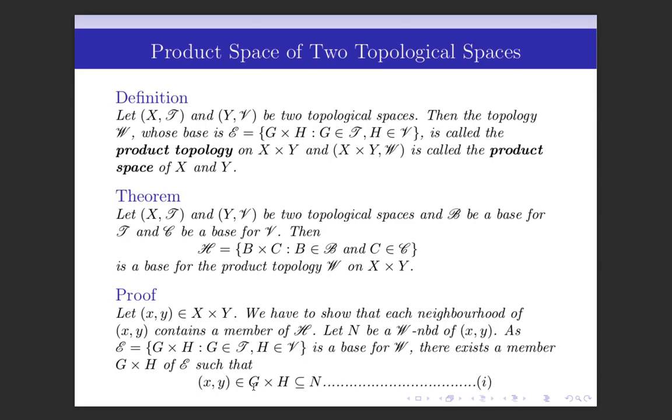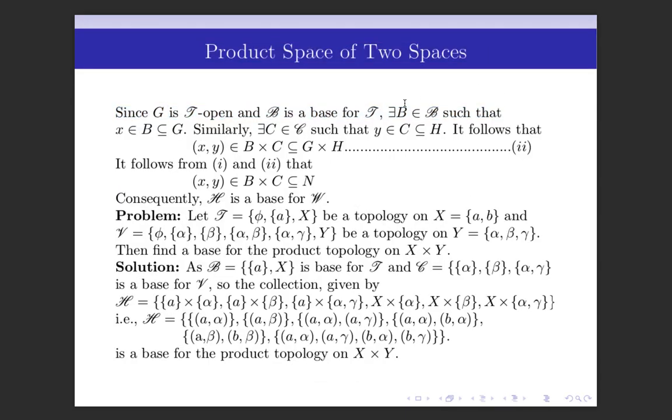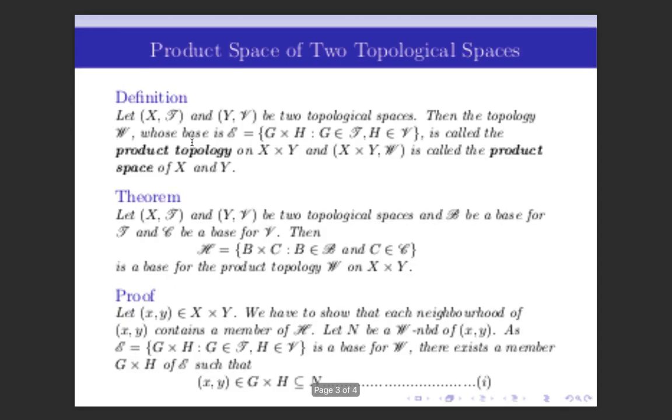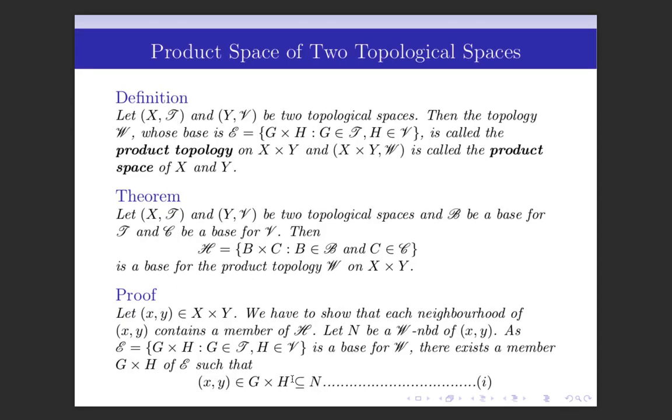So there is some member of the base, B, that is B belongs to the base, such that x belongs to B and B is contained in G. Because B is a base and G is a neighborhood of x, for each neighborhood of x there is some member of the base, so there is some member B in the base such that x belongs to B and B is contained in G. And similarly, since H is open in Y and y belongs to H, H is a neighborhood of y.